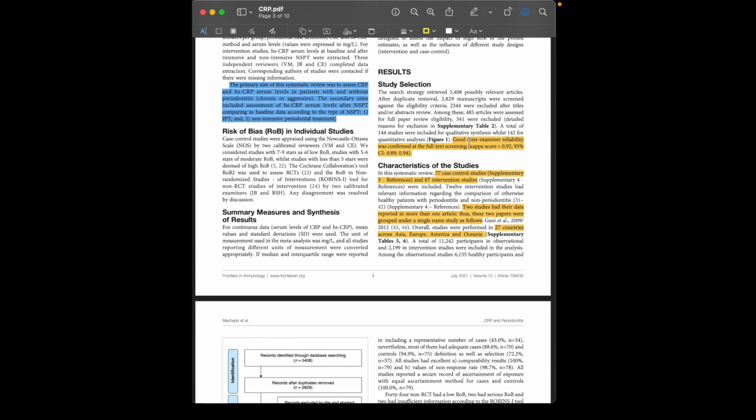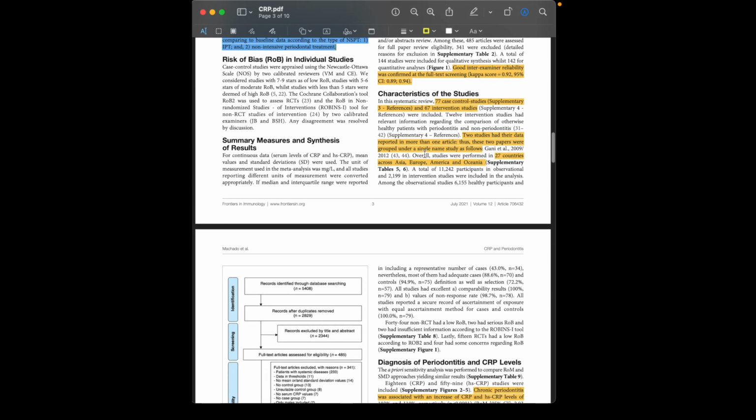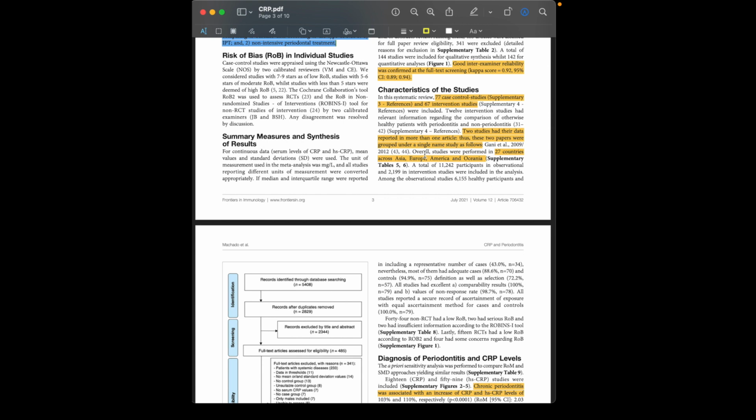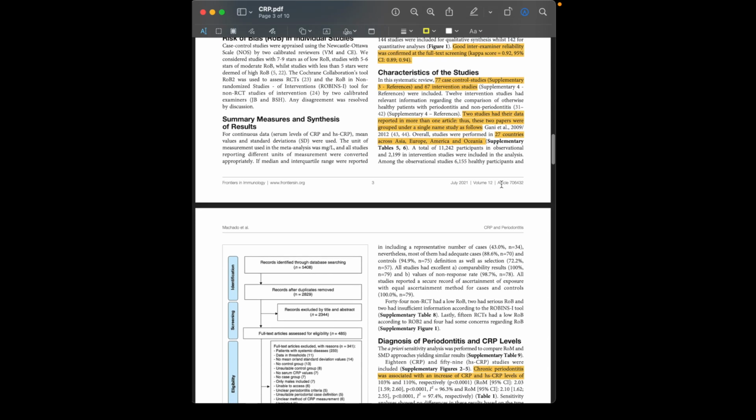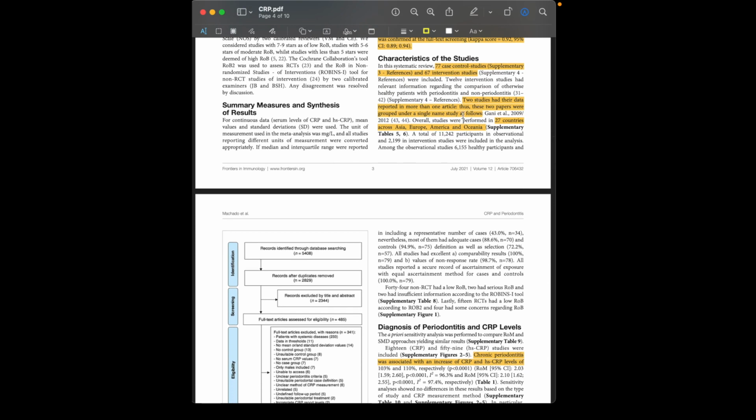Study selection, it says good inter-examiner reliability was confirmed. And then characteristics of the study, they tell you how many articles they used. 77 were case-based controls, and within that 77, 67 intervention studies were included. This is just telling you why, because if you look at the references, there's actually less than 77, and they tell you why: 2 studies had their data reported in more than 1 article. That's why 2 papers were grouped under a single study name.